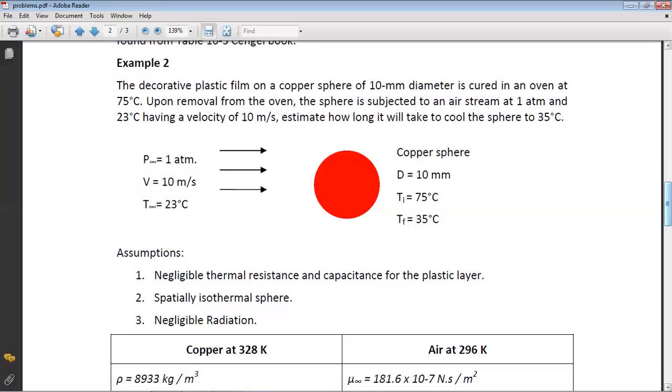First, let us understand the problem. You have a copper sphere. It is having a diameter of 10 mm and it is wrapped with a plastic film and placed in an oven, the temperature being 75 degrees Celsius. Once you remove the sphere along with the wrapped plastic film, we are expecting the plastic film to adhere to the surface of the sphere.